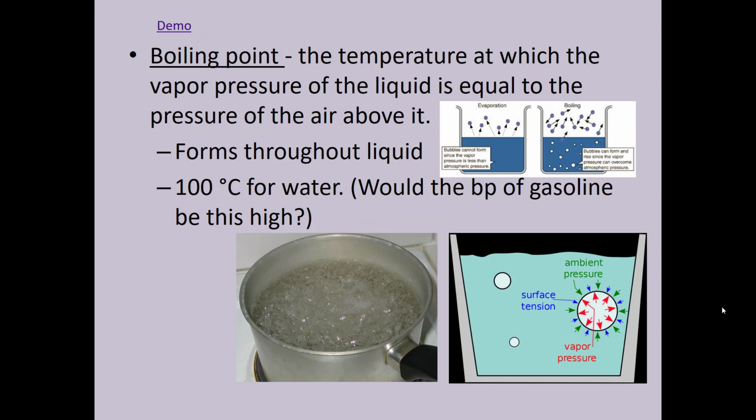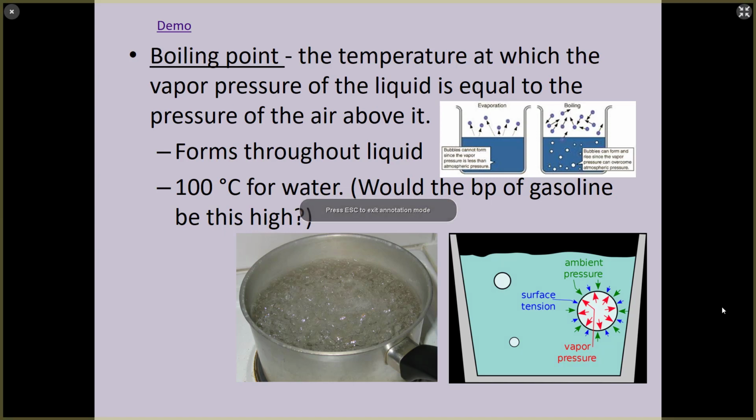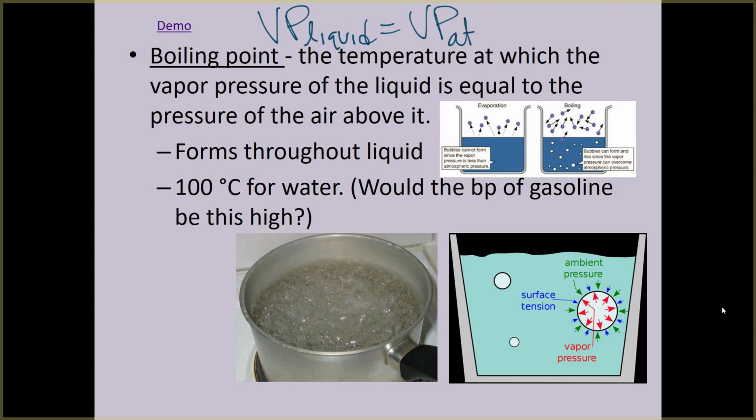Let's talk about boiling point. So when you boil something, it's not the temperature that's making it boil, it's because the pressure will be equal to the vapor pressure that's above it. We do use temperature to change that pressure of the liquid. So what boiling means is that the vapor pressure of my liquid is equal to the pressure of the air around it, or the atmospheric pressure. So this is different than evaporation. Evaporation occurs only at the surface, but boiling happens throughout.